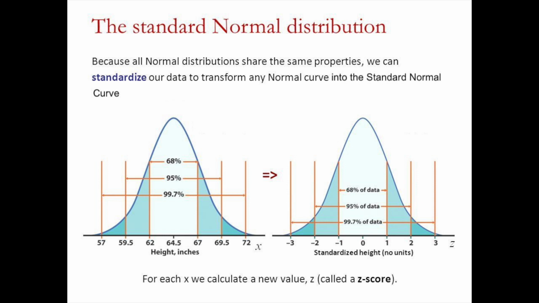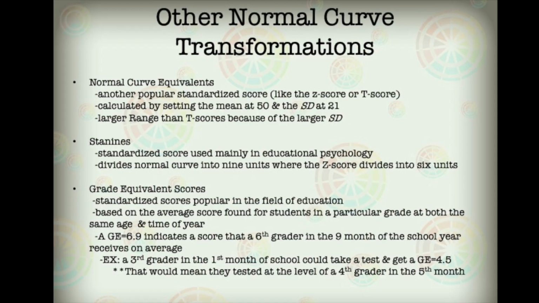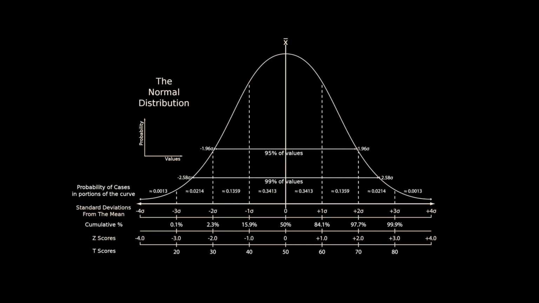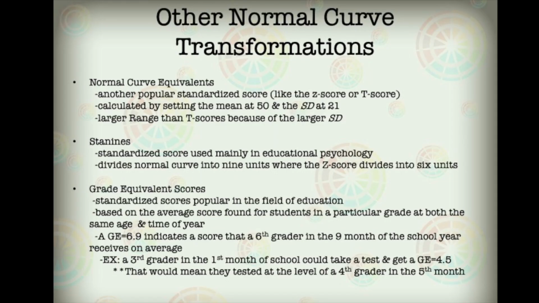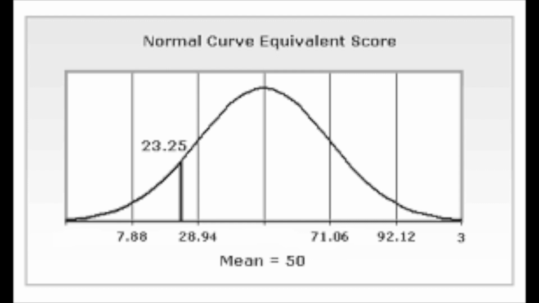And then from there, we took the normal curve and we transformed it into a T-score curve or distribution so that we could present Z-scores in a different light. And so those are the normal curve transformations that we've done so far. And here's just a few others for you to know. So there's something called normal curve equivalence, and this is another popular standardized score like the Z-score or the T-score. And you calculate it by setting the mean at 50, and where the standard deviation in our T-score curve is 10, the standard deviation here is going to be 21.